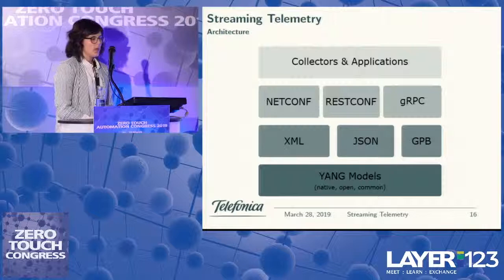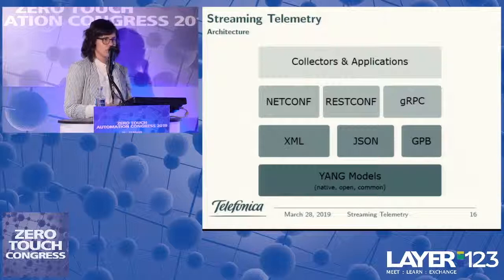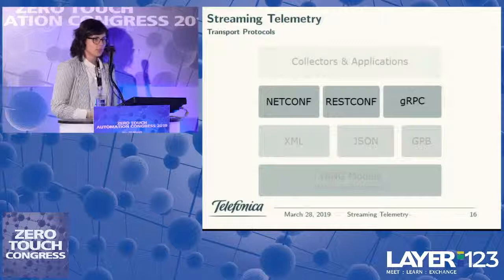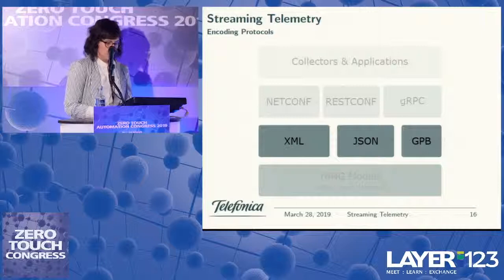As you can see, it's divided into different layers. On top of that, we have the collectors, where all the information is pushed, as I said before. And then we have the different layers. The first one is the transport protocols, where we have NETCONF, RESTCONF, and gRPC, which is Google Remote Procedure Call. Then we have the different encoding formats, with the well-known XML, JSON, and protobuffers, or in this case, Google protobuffers. And then we have the YANG-based models, which are standardized by the IETF.